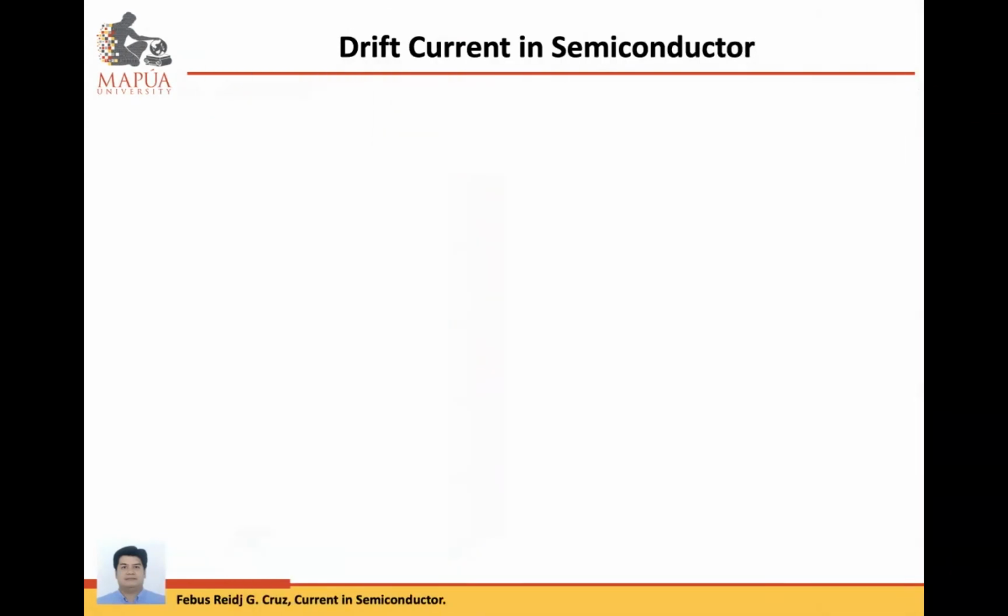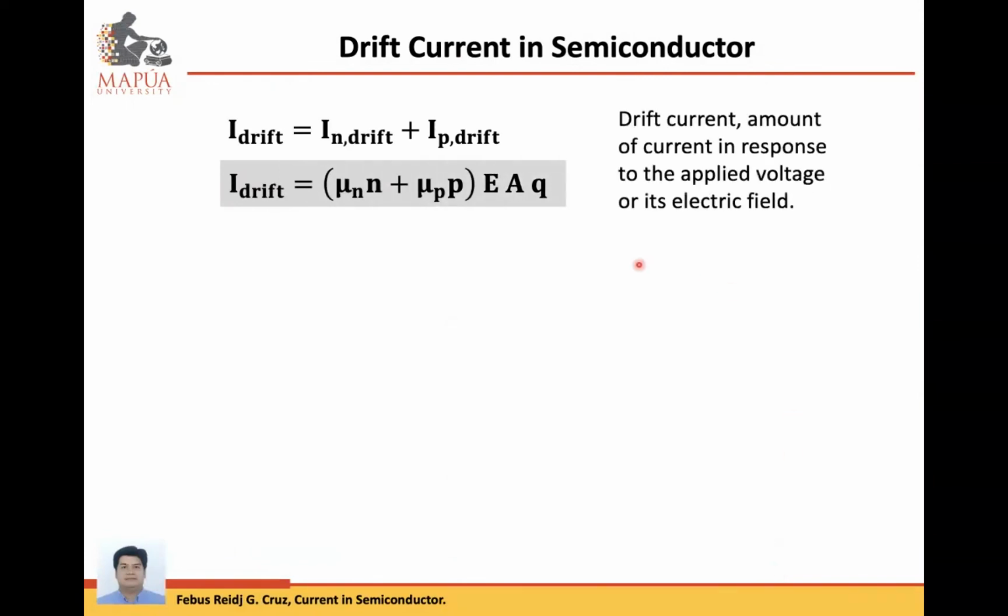Let's continue. The total drift current in a semiconductor would be the sum of the electron drift plus the hole drift. Again, drift current is the amount of current in response to the applied voltage or electric field. So if we substitute the formula, the total drift current in a semiconductor would be the mobility of electrons times electron concentration plus the mobility of holes times hole concentration, all multiplied by the electric field times cross-section area times the charge of an electron or hole.